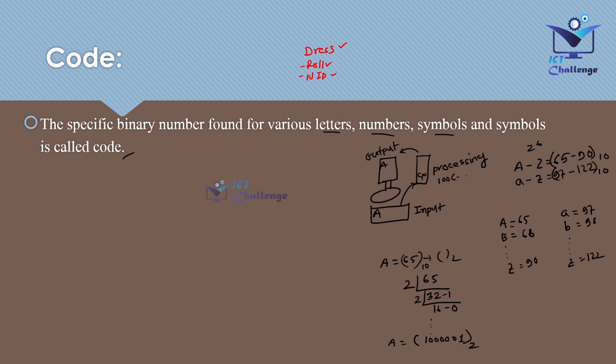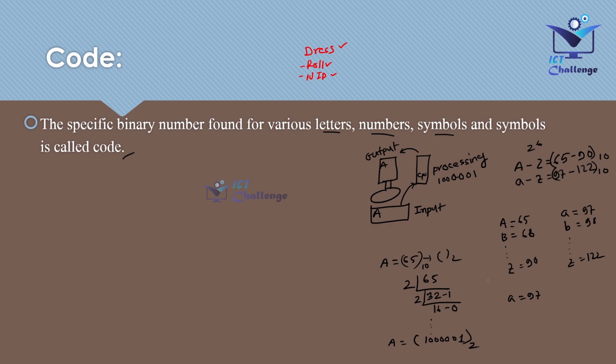So the computer will understand this binary for this capital A. Here, if I ask you what is the binary for smaller a, you have to convert this 97 to a binary number, then you will get the actual binary for this smaller a, right?